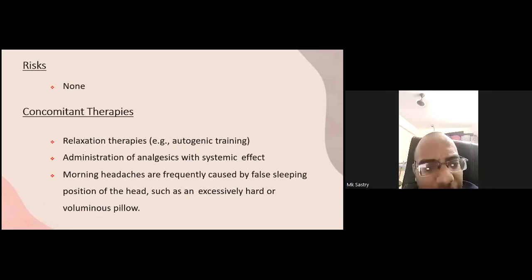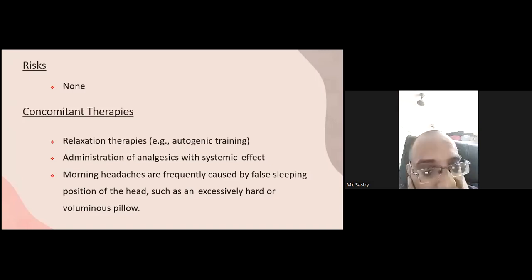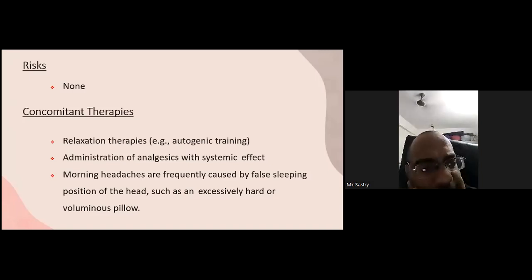Relaxation therapies are there, all these things are there. Morning headaches are frequently caused by faulty sleeping. You sleep wrongly and morning headache is created. So use the pen perfectly. The pain will go within 5 or 6 minutes. Less than 3 or 4 minutes, the pain will go.